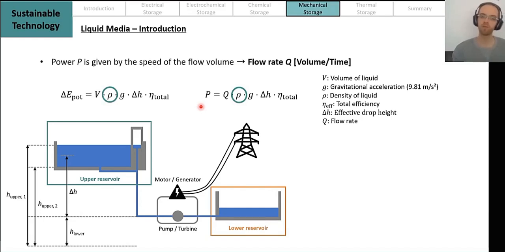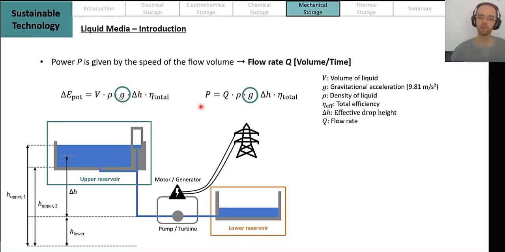Then we have rho, the density of the liquid. Well, this is something which is pretty hard to influence. Of course, you could use a higher density liquid in order to increase the energy you can store in this kind of system. But higher density liquids would, for example, be syrups or something like this. And they, of course, bear other disadvantages when it's about pumping them up or down. And also, it's a cost aspect, of course, that water is simply cheap and readily available.